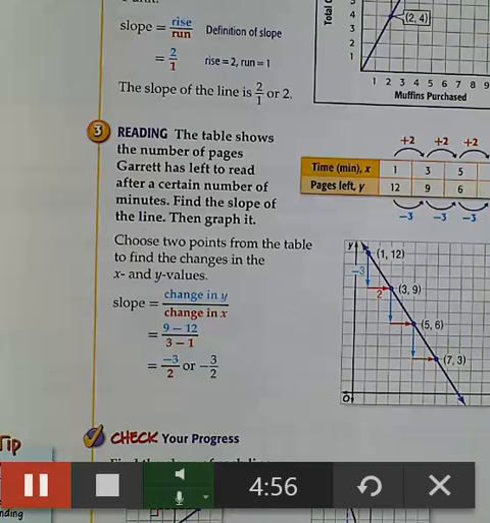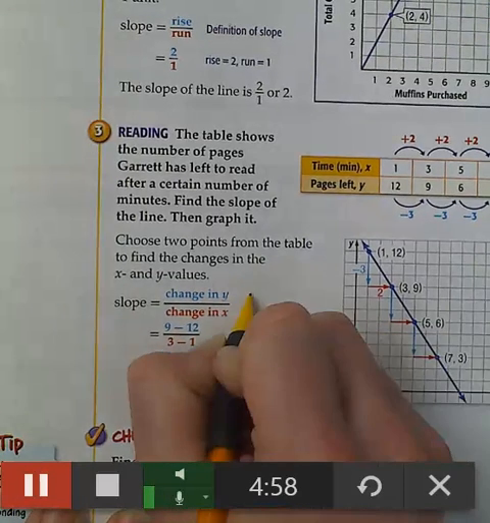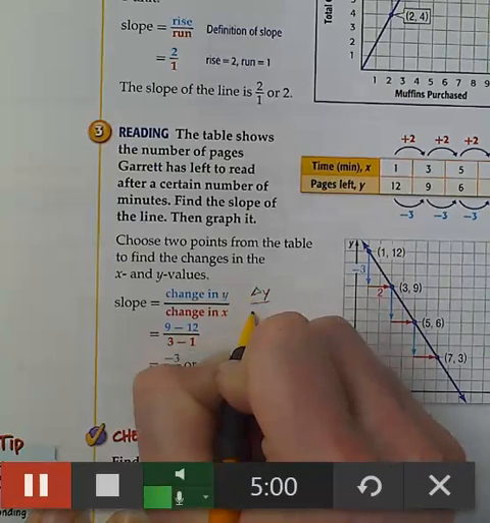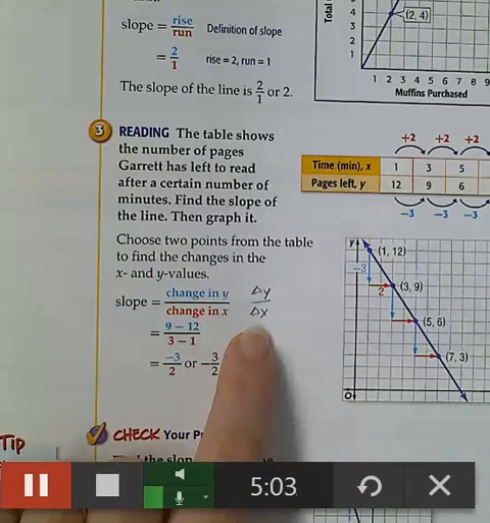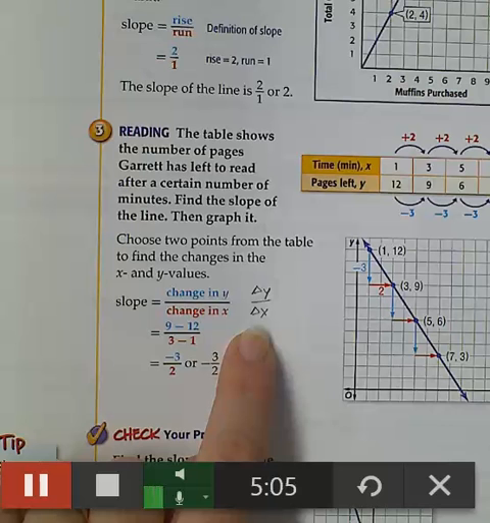My expectation is that you will write, and you can use the shortened version, the delta y over the delta x. You have to write it on your paper every single time. Why am I going to make you do that? I am forcing you to memorize it, absolutely, and that's why your ticket out the door.